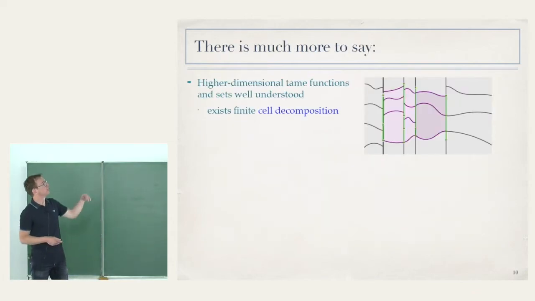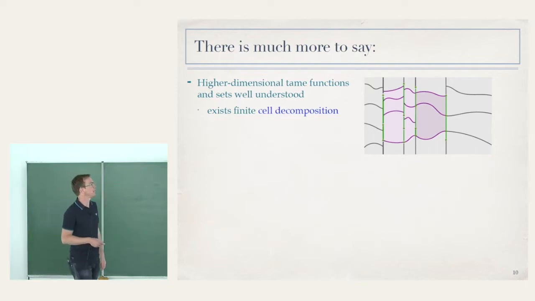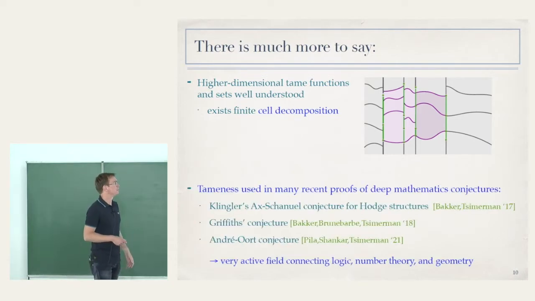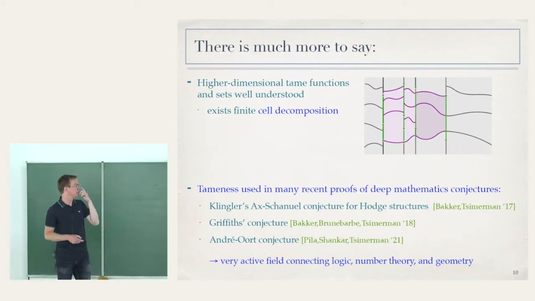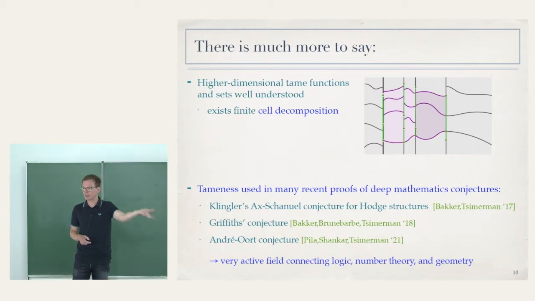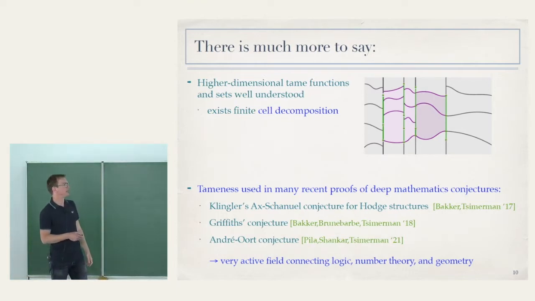Okay, very good. Now, there is much more to say. There is a higher dimensional story. There are many theorems in higher dimensions which are very deep. The point I want to make is that tameness is used as a property. You show tameness and then you combine it with something else in many recent proofs of deep mathematical conjectures.